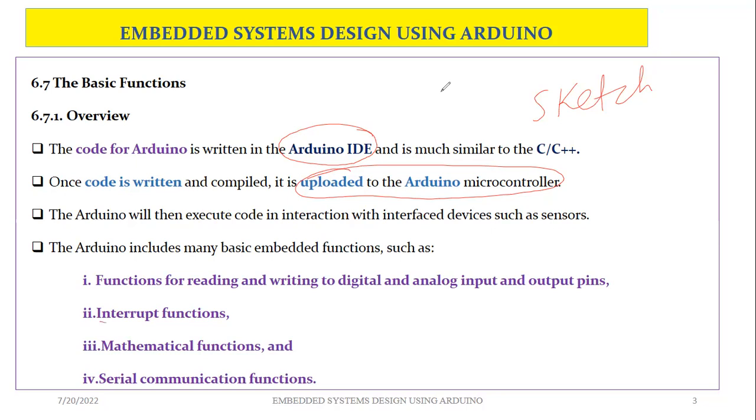The other category of functions are those which are required to handle interrupt features and facilities. We call them interrupt functions. They are those which are required to implement mathematical expressions. We call them mathematical functions. And then there are those which are required to support serial communication between the microcontroller and the components connected to it. We call them serial communication functions.